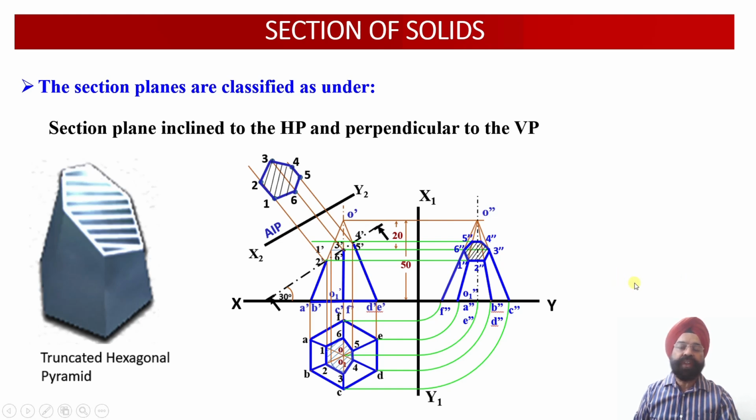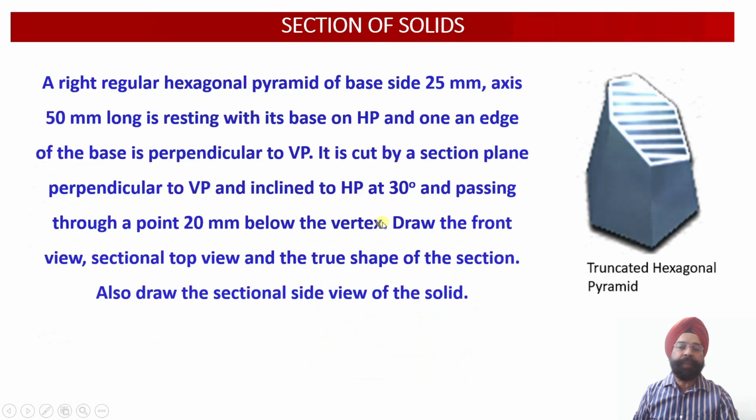So let us work out the projections of this hexagonal pyramid, which is cut by a cutting plane which is inclined to HP and perpendicular to the vertical plane. So let us go through the statement. Here we have a right regular hexagonal pyramid having base edge 25 millimeter and axis equal to 50 millimeter height. It is resting with its base on the horizontal plane.